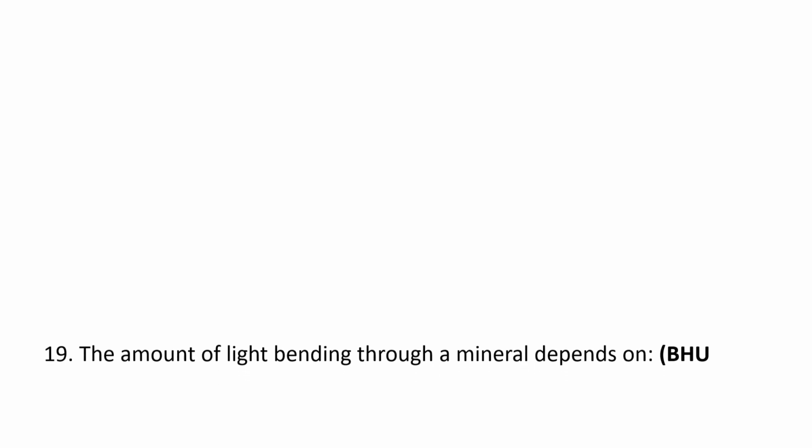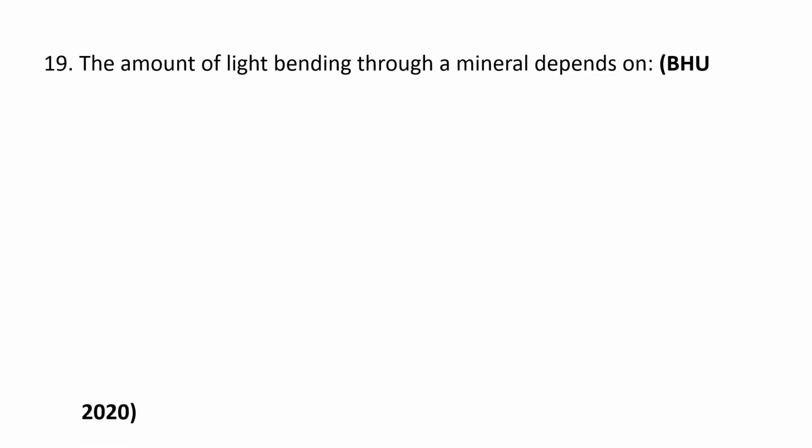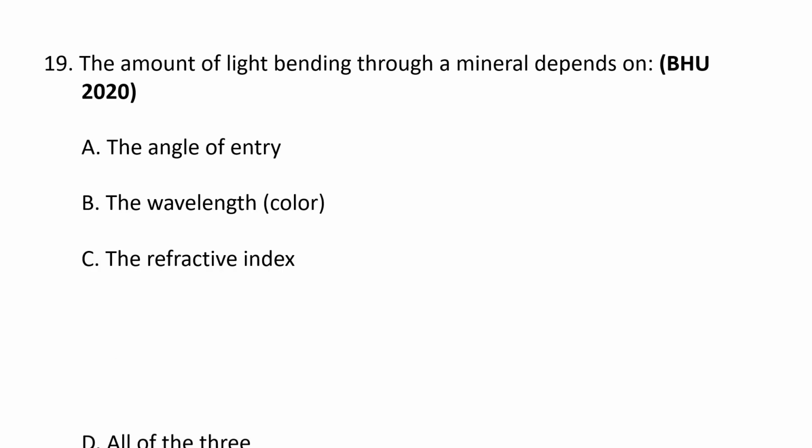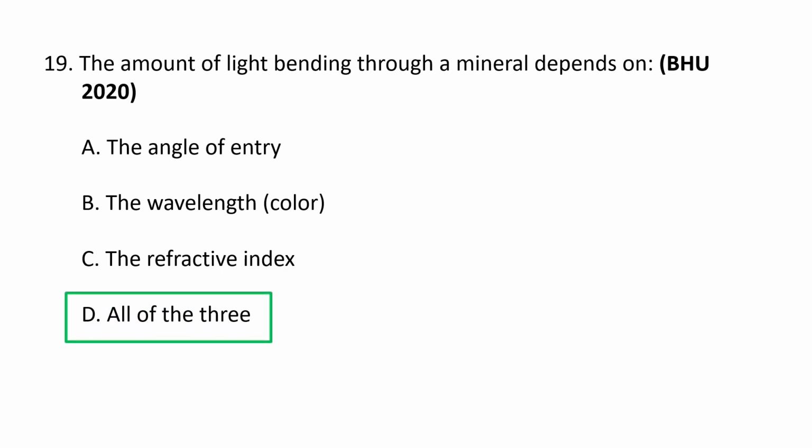Next question. The amount of light bending through a mineral depends on A. The angle of entry, B. The wavelength, C. The refractive index, and D. All of the three. The amount of the light bending through a mineral depends upon all the three: the angle of entry, the wavelength, and the refractive index.